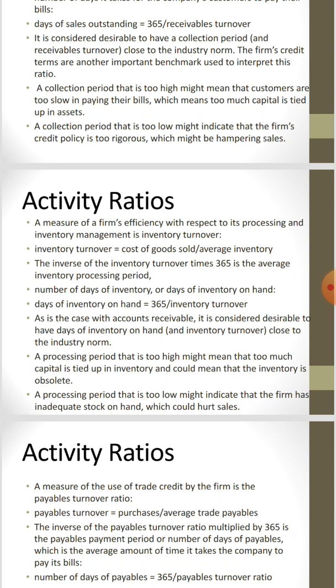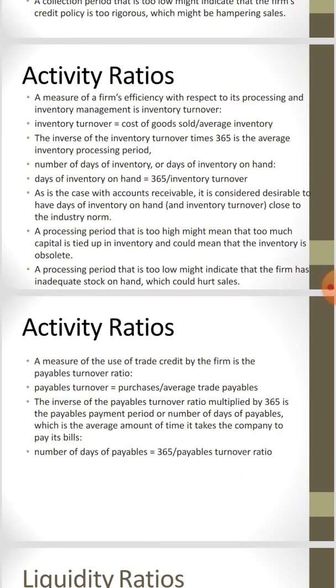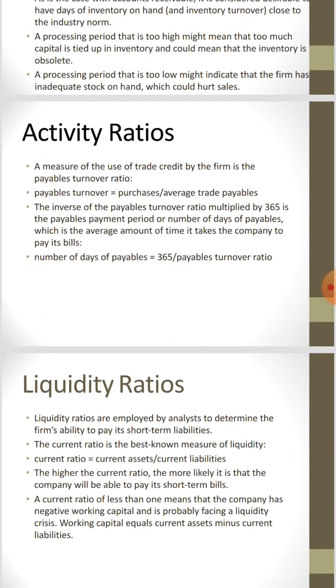Also, if it is too high, it means that too much capital is tied up in inventory, or our inventory cannot be sold anymore. It's now obsolete. If it is too low, it might mean that we do not have adequate stock on hand, which would also hurt our sales. The same can be done for our payables turnover. We can calculate our payables turnover and then use it to calculate the number of days of payables, which is how long it takes for us to pay our creditors. Also, it is desirable for it to be close to the industry norm.